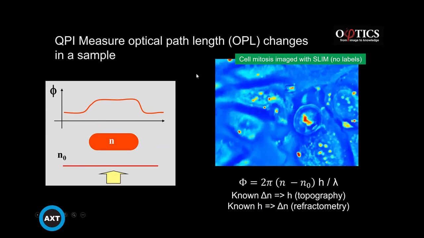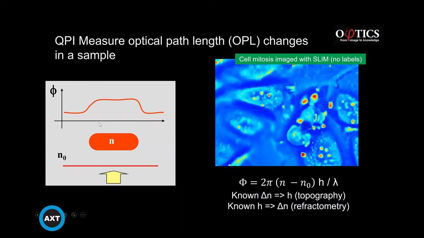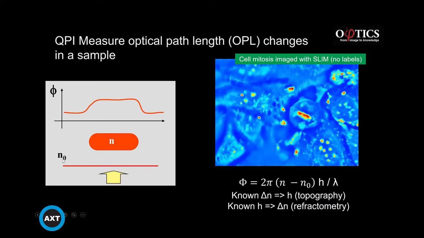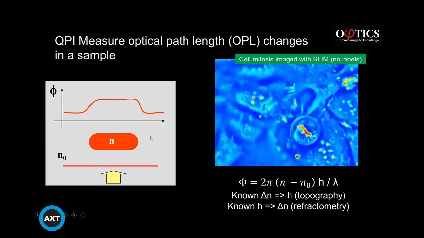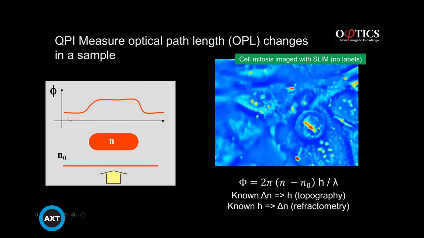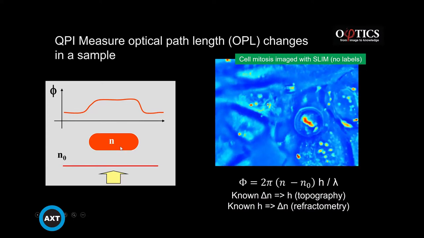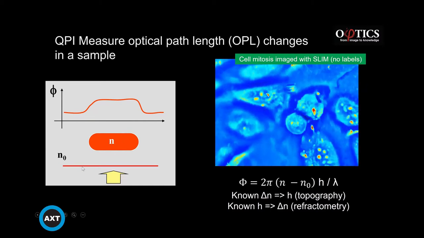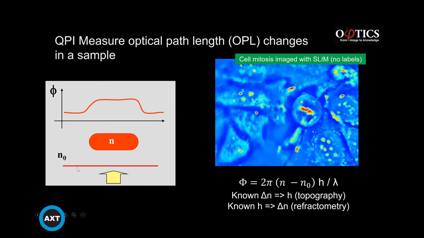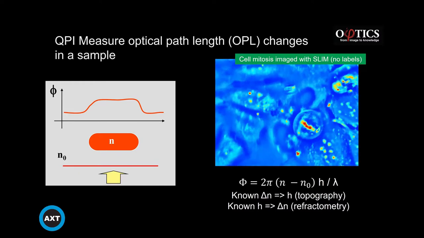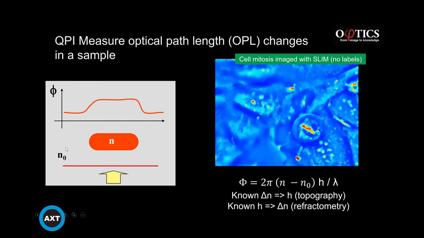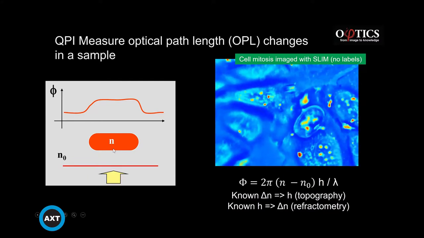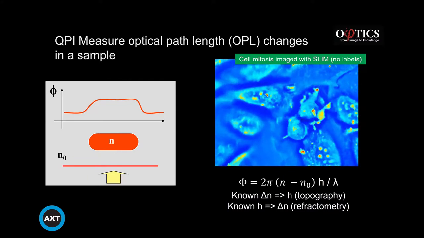Just to illustrate this idea, if we look at the schematic on the left, if you have an object, let's say a cell of refractive index n in a medium n naught, it will introduce an optical path length change, or a phase shift, proportional to the refractive index and the thickness of the sample when a light beam passes through it, as opposed to a beam passing through the medium of refractive index n naught. So this difference between the two beams, the reference beam, the one that passes outside the cell, and the sample beam, the one passing through the cell, is called the phase shift and is what QPI in general measures.